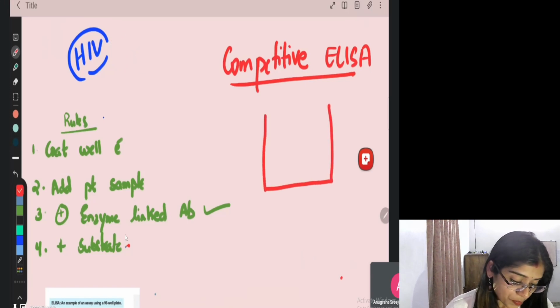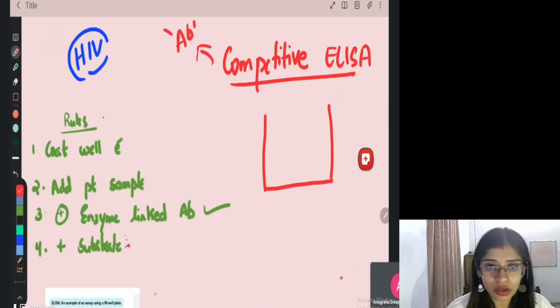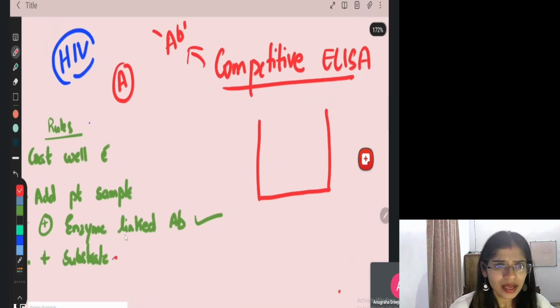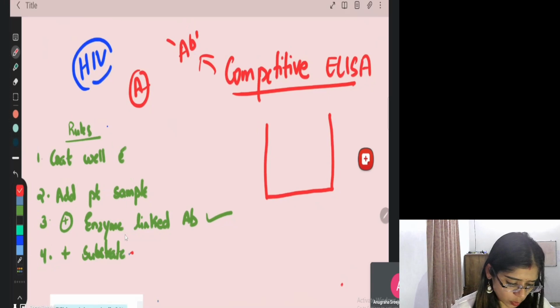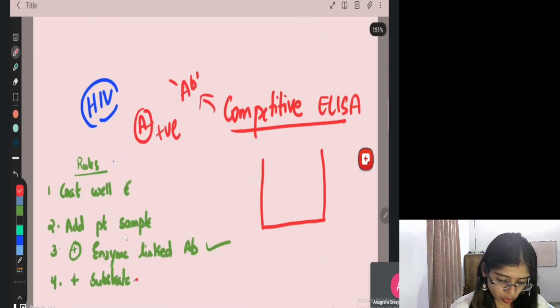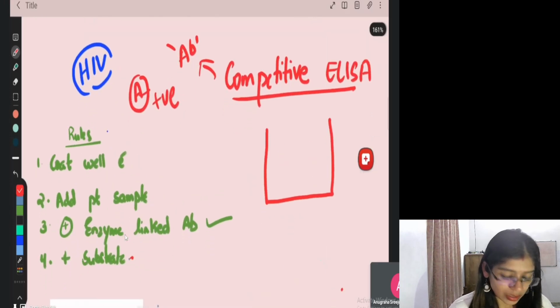Let me draw the well. Here also in competitive ELISA, what are we checking? I told you in the first slide, in competitive ELISA, we are checking for the antibodies of a particular disease. Okay, here also we'll take the example of HIV only. Let's say a doctor tells you that he's sending you a patient A, and the doctor thinks that he's positive for HIV. You check for HIV antibodies in his serum and let me know. So you tell the doctor, okay doctor, I'll check and tell you. First step, you coat the well with what?